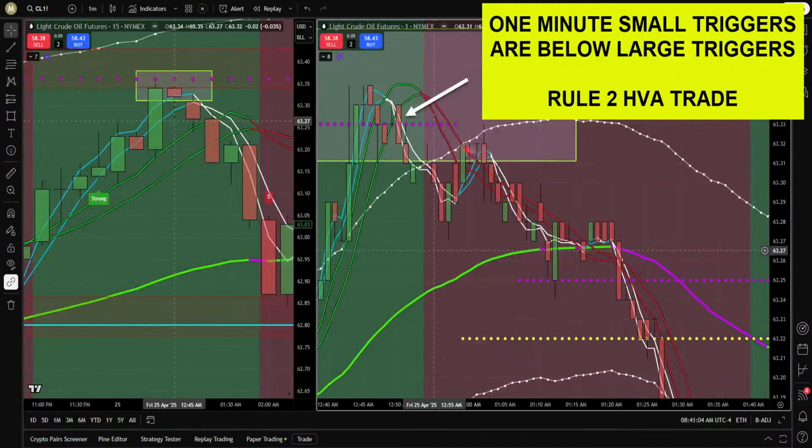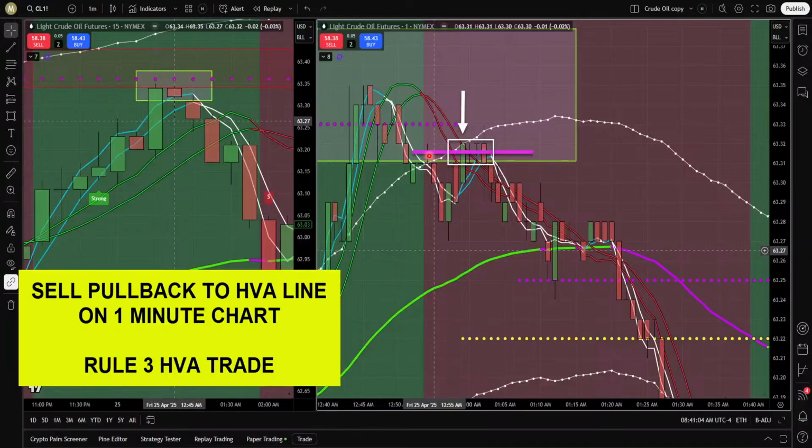Rule number 2, on your 1 minute chart. The large chart's already done its job. On the 1 minute chart, you want to see those smaller, faster triggers roll, and you want to see them heading down. You want to see them taking a turn towards the direction that you want to be going. This is a faster chart showing you that the market is in fact making that change off of a higher time frame.